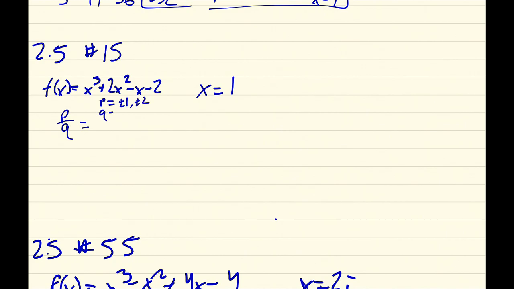Our q values, thankfully, we have a fairly short list there. The factors of our leading coefficient would be plus or minus 1. So our p over q's are positive and negative 1, positive and negative 2. Now, taking a look, we're given a graph. The graph looks a little something like this.